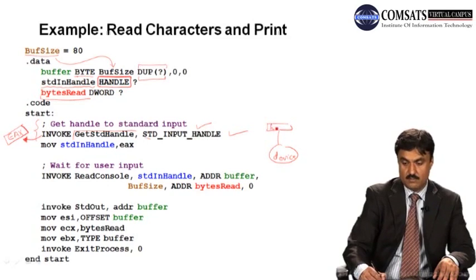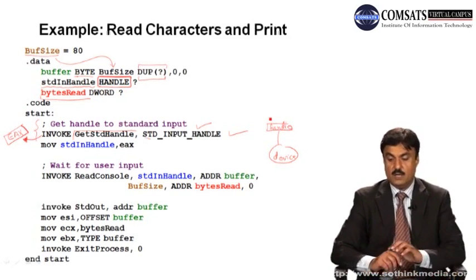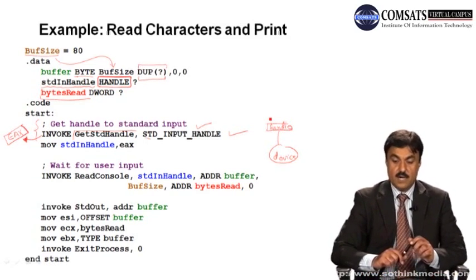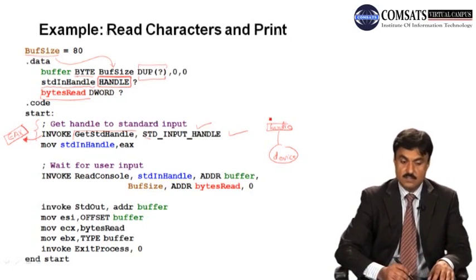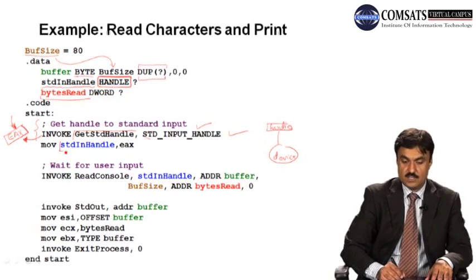So we have the handle, the unique 32-bit number that identifies an object that has the properties of this device. This number is inside the EAX. Now this EAX we are going to store in the std in handle. Yes, we already stored EAX inside this one.